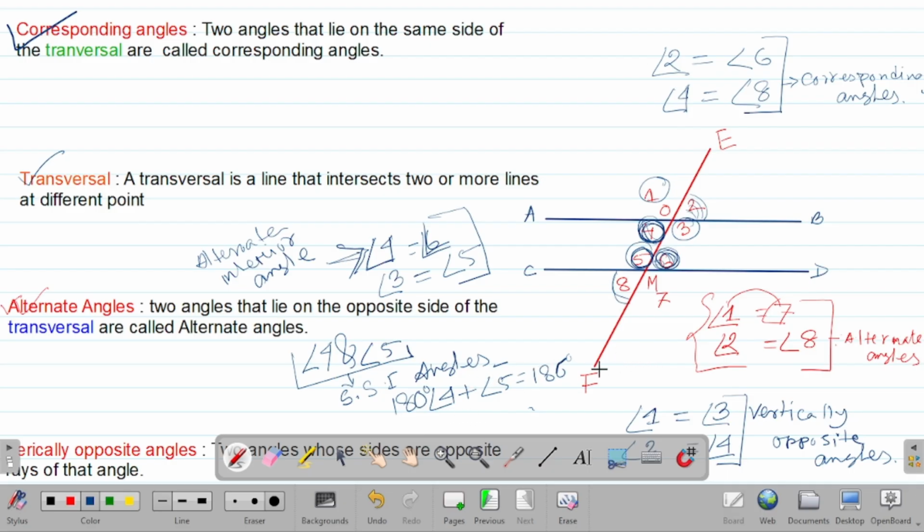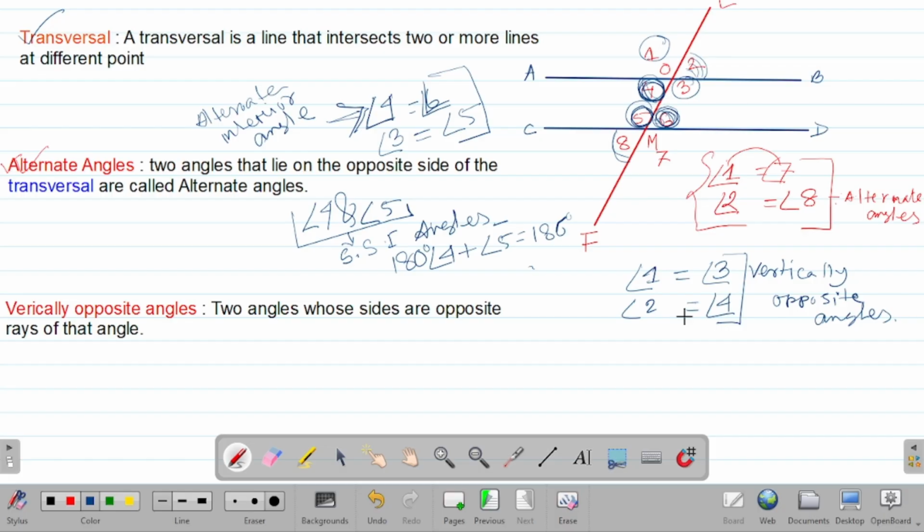Now let's try to find alternate exterior angles. If we focus on angle 2 and angle 8, that are equal, you can see that these two angles are outside of the two parallel lines. That's why they are called alternate exterior angles.